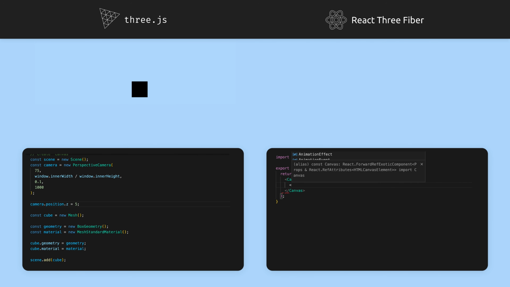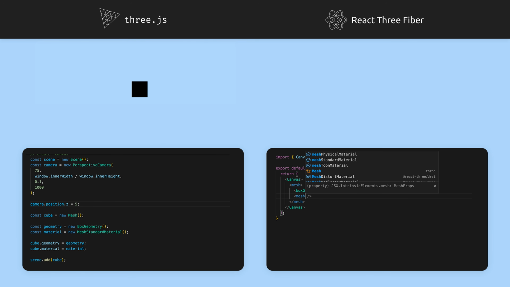So to add a mesh, it's a simple JSX element called mesh. And then to add our geometry and material to it, they're simply going to be children of the mesh. So in this case, we're going to have a box geometry, and we're going to have a mesh standard material.